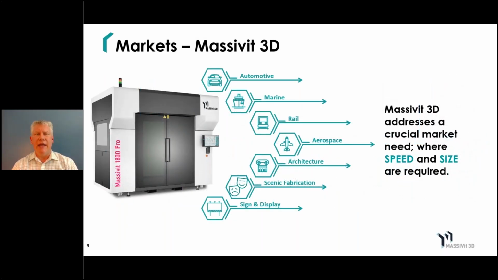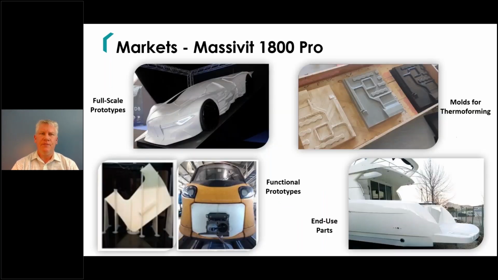Now you can see that Massivit has been designed around GDP technology to address the speed and size limitations of existing current technologies. Automotive, marine, rail, and aerospace have been using additive manufacturing, but they've always been limited by how large of a part they could produce practically. Sign and display, scenic fabrication, even architecture needs large parts just for their industry. That's not always possible with older plastic-based technologies. You can see here some of the great markets that Massivit has been involved in already today.